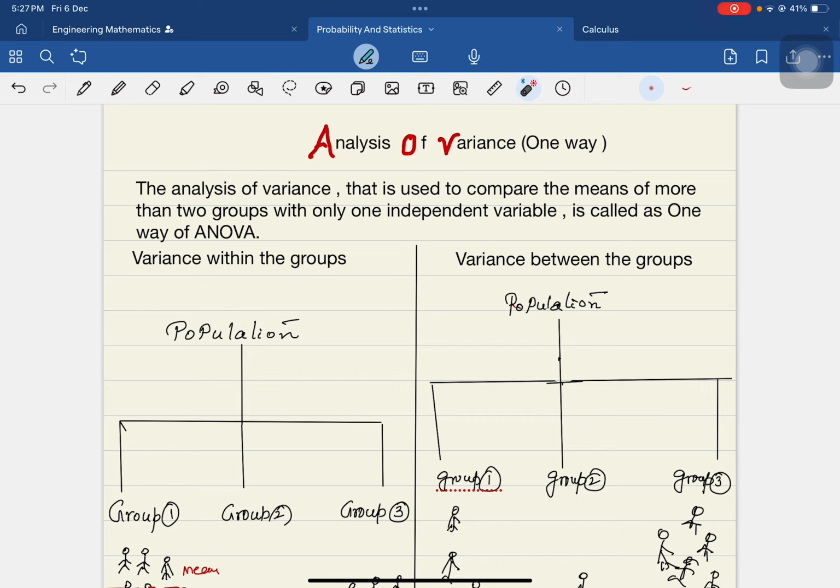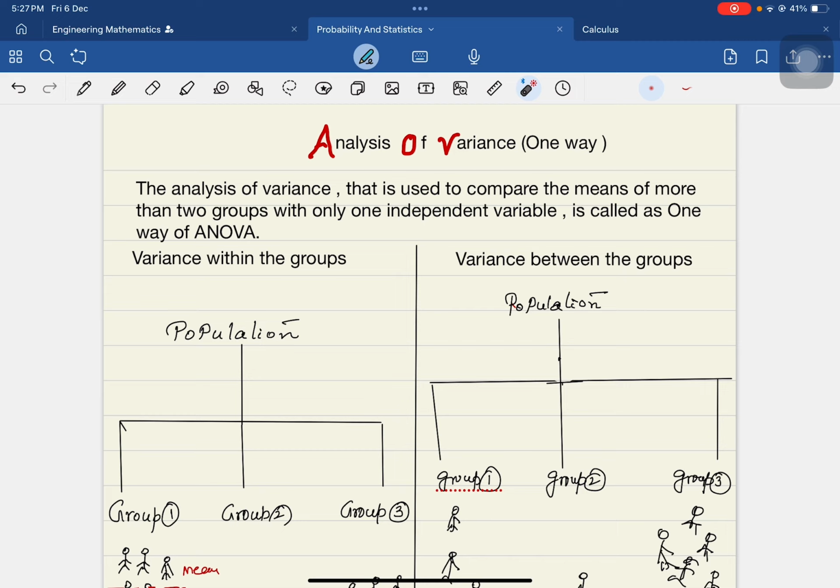So, how to do the analysis of variance when three or more groups of samples have been taken, and it depends upon only one independent variable, suppose, then it is called one-way analysis of variance, one-way ANOVA.